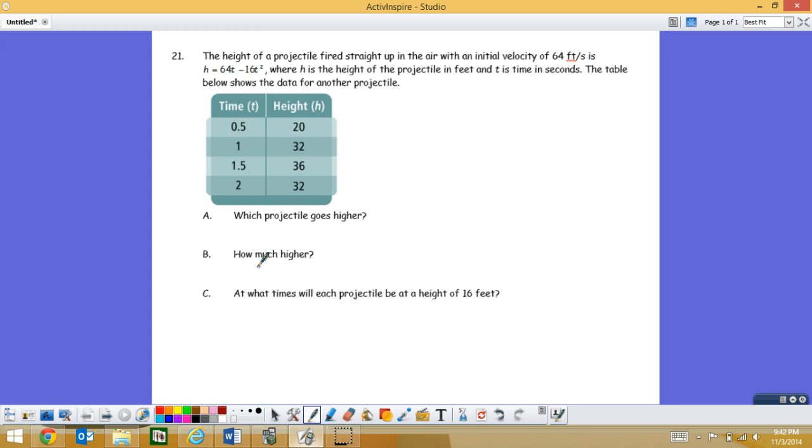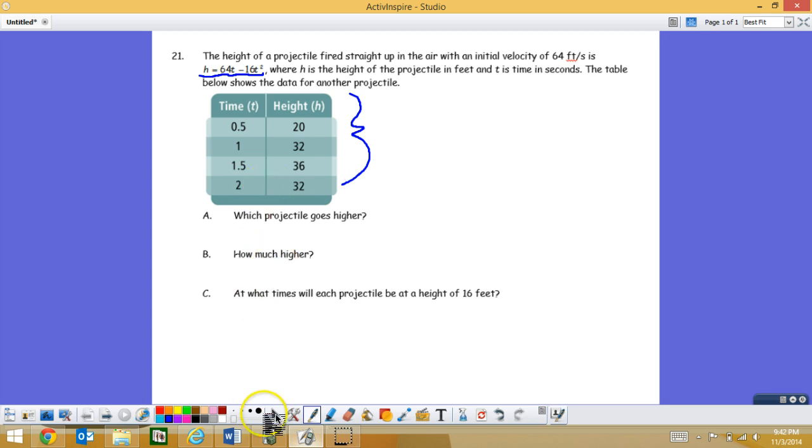And we've got two projectiles. One of them is described by that equation, and the second one is defined by this set of data in this table. So we are going to answer these questions based on those.